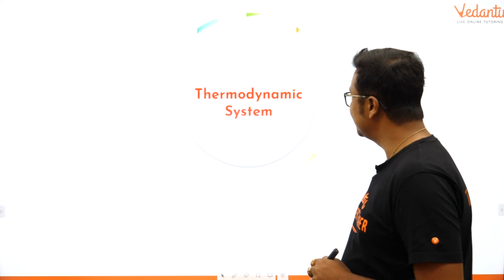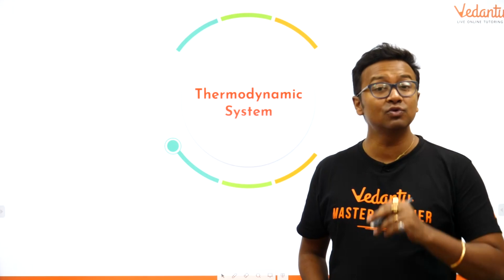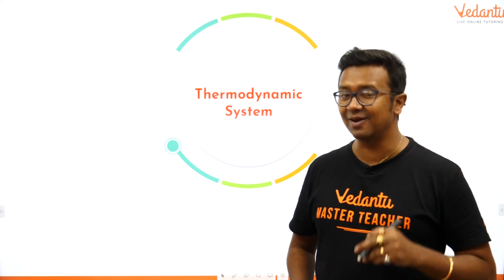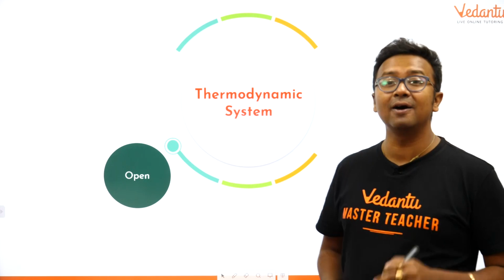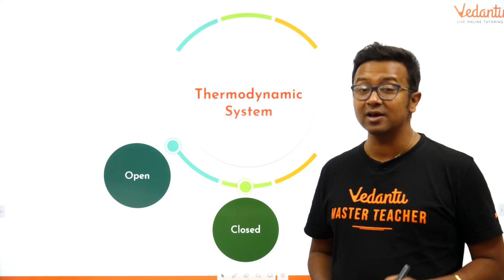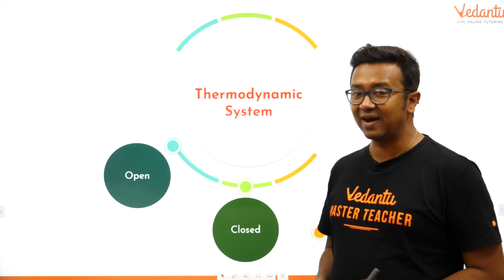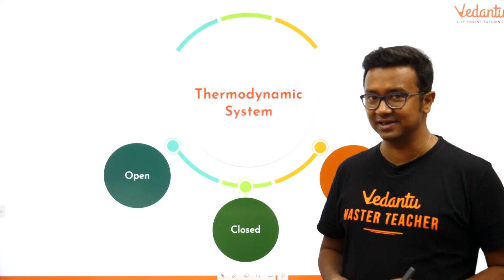Now this thermodynamic system is divided into three segments, my dear students. What are the three segments we are talking about here? Firstly, we have an open system. Next, we have a closed system. And finally, we have something called an isolated system, my dear students.